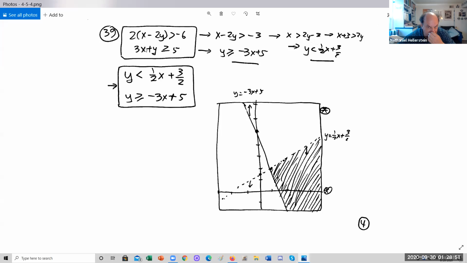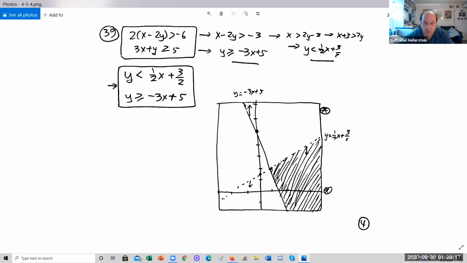All right, here we have a fairly messy set of inequalities, which I'm not going to go through. You go through these transformations, and eventually you get this. y is less than a half x plus 3/2. y is greater than or equal to negative 3x plus 5.